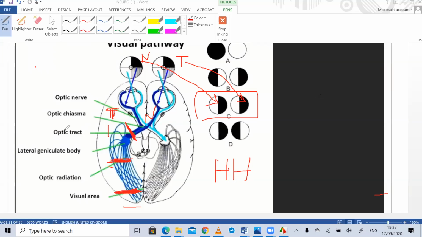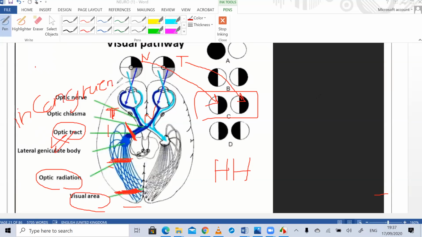Okay? So what's the difference between optic tract, optic radiation, and occipital cortex strokes? There is a difference between the three parts here. The optic tract lesion causes incongruent homonymous hemianopia. What's the meaning of incongruent? It means that both fields are being lost, but asymmetrically, which means that all of this field is lost and only some of that field is lost.